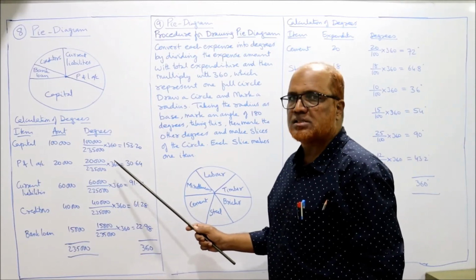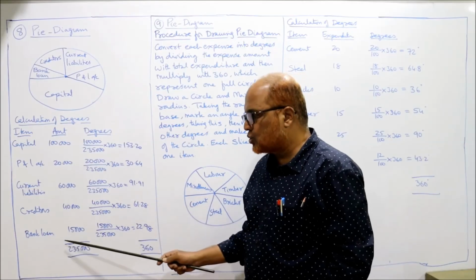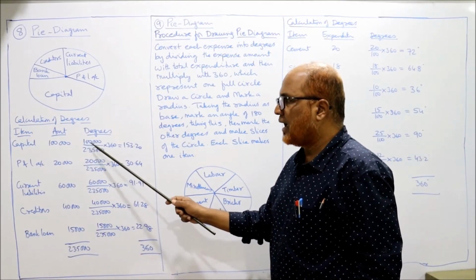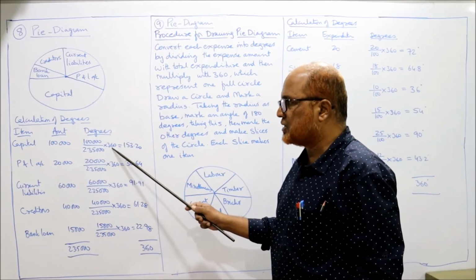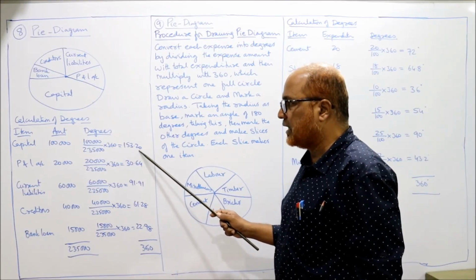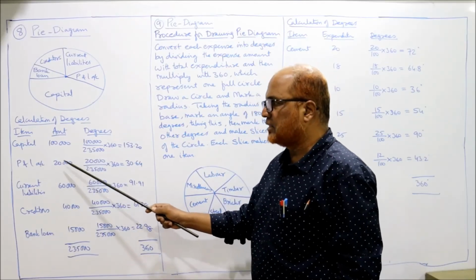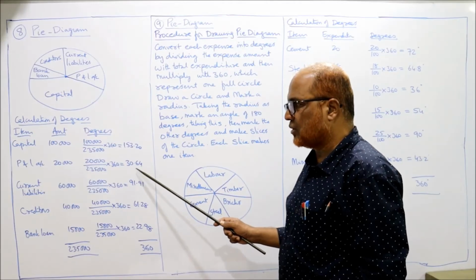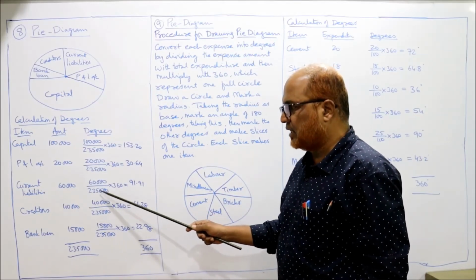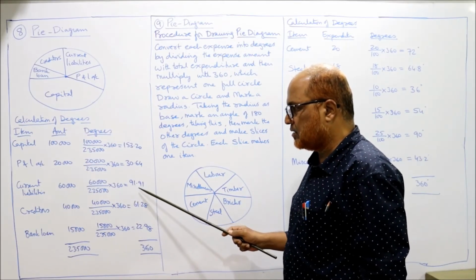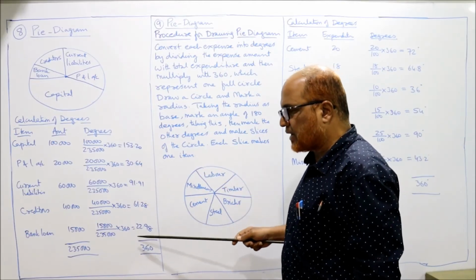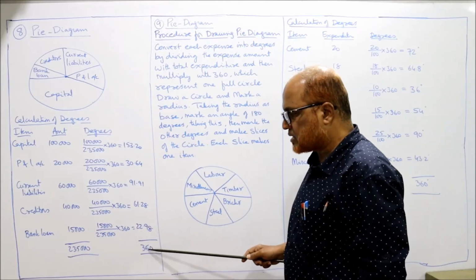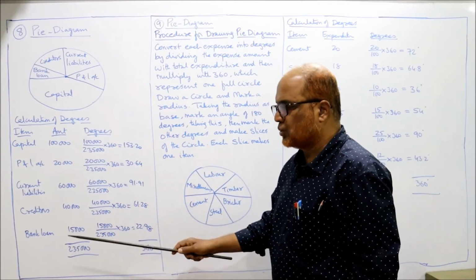Now to find out the degrees, take the amount divided by total amount into 360 degrees. So 1 lakh divided by 2,35,000 into 360, 153.2 degrees. Similarly, P&L account 20,000, 20,000 by 2,35,000 into 360, 30.64. 60,000 divided by 2,35,000 into 360, 91.91. In this way, we have calculated all the degrees for each of the items. The total of the degrees must be 360 and the total of the amount is 2,35,000.